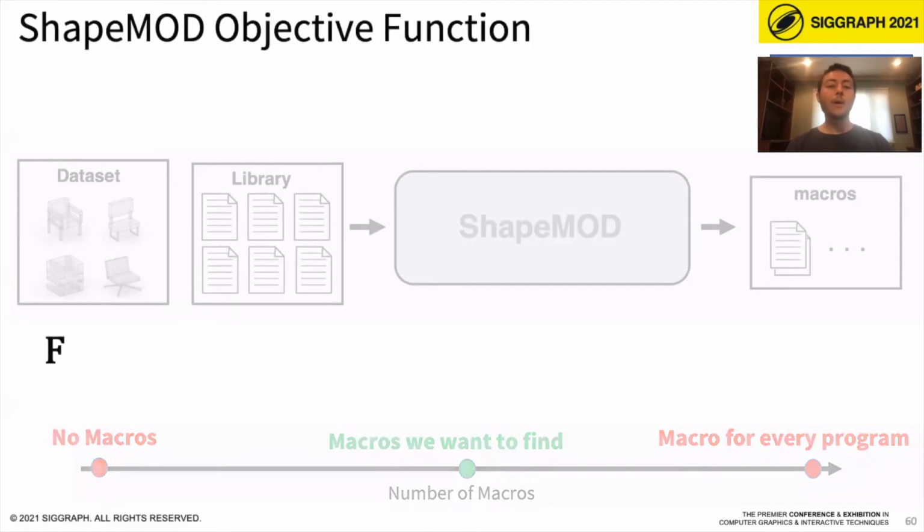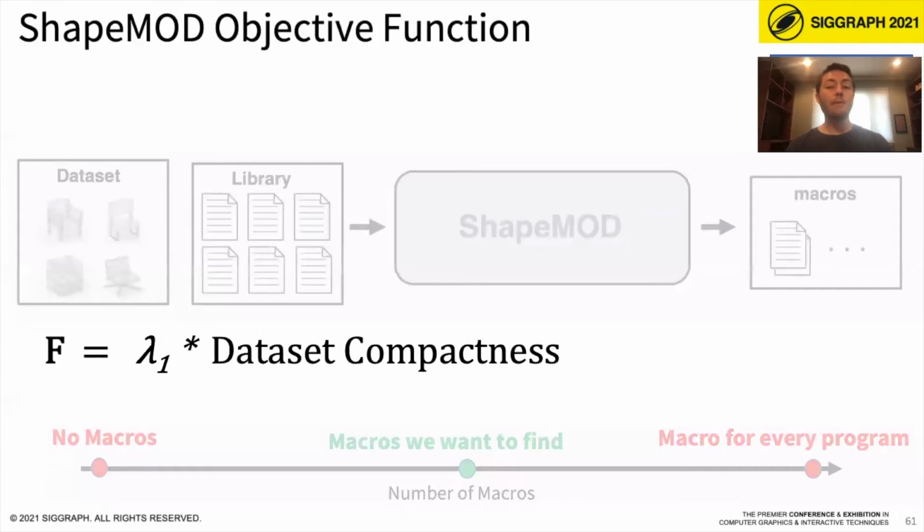We quantify how ShapeMOD should navigate this trade-off with an objective function that computes a weighted average between program compactness, that is, the amount of free parameters needed to represent the dataset, and the number of functions in the library.